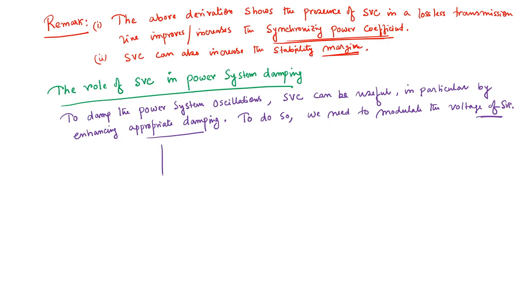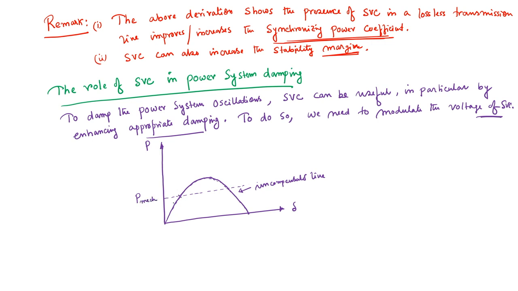How can it improve? Let us see pictorially. Let us again revisit this idea with the P-delta characteristics. Suppose this is the P-delta characteristic for the uncompensated line. Now, suppose this is the mechanical power, P mechanical, and this is the operating point.